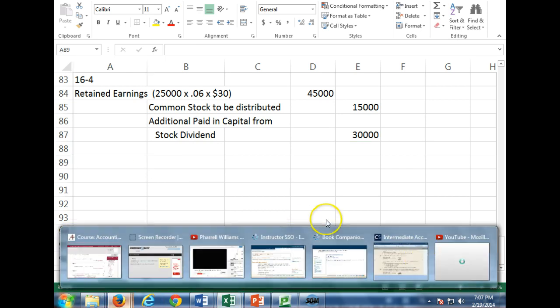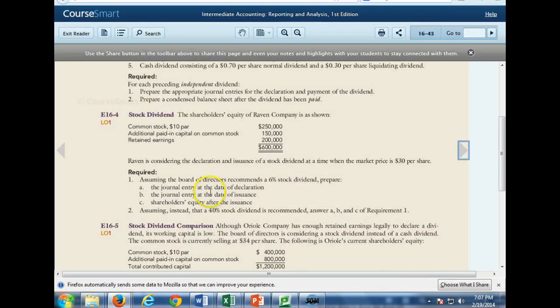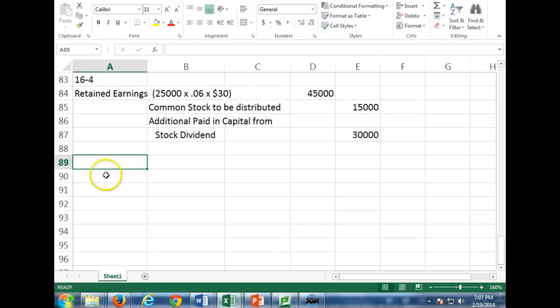Now, the next one that we're looking at is what is going to be the journal entry at the date of issuance. So the journal entry at the date of issuance is going to be stock. I'm still confused by the 15, how we got the 15,000 and the 30,000. Stock, common stocks, okay. Comes to be distributed.